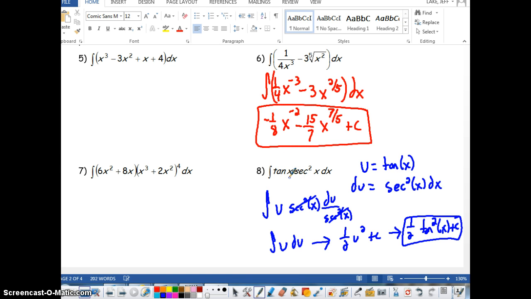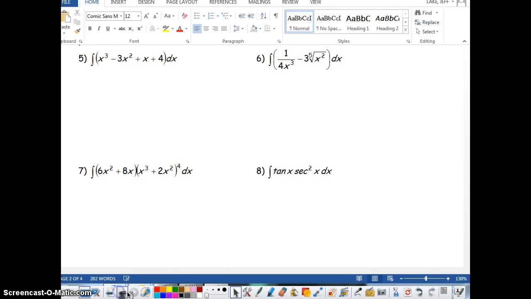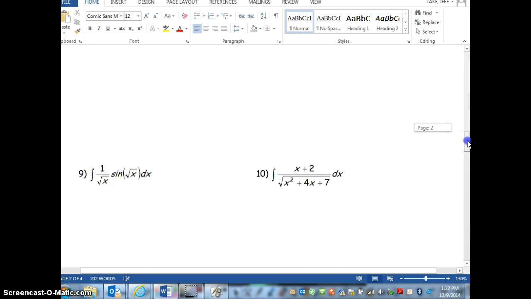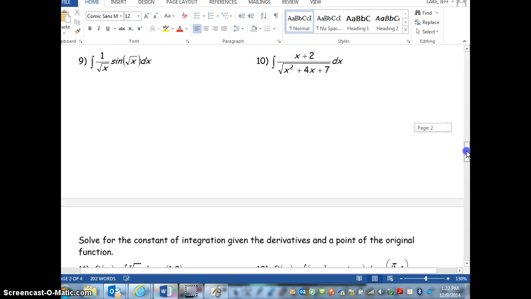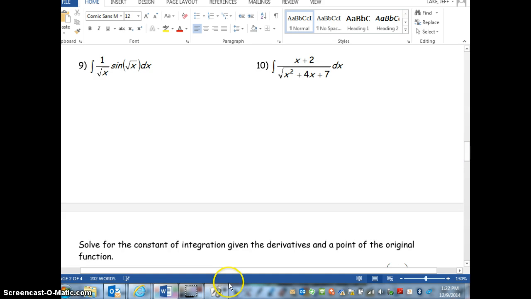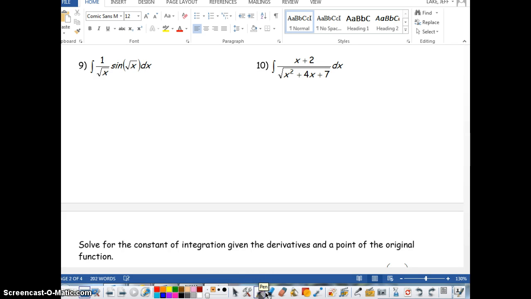So remember what I've always said, whenever you are doing this, all those x's need to cancel out. If it doesn't cancel out, one of two things happened. Either you chose the wrong u, which is what's happening in this case, or you took the derivative wrong. Okay, you just have to make sure you're careful.